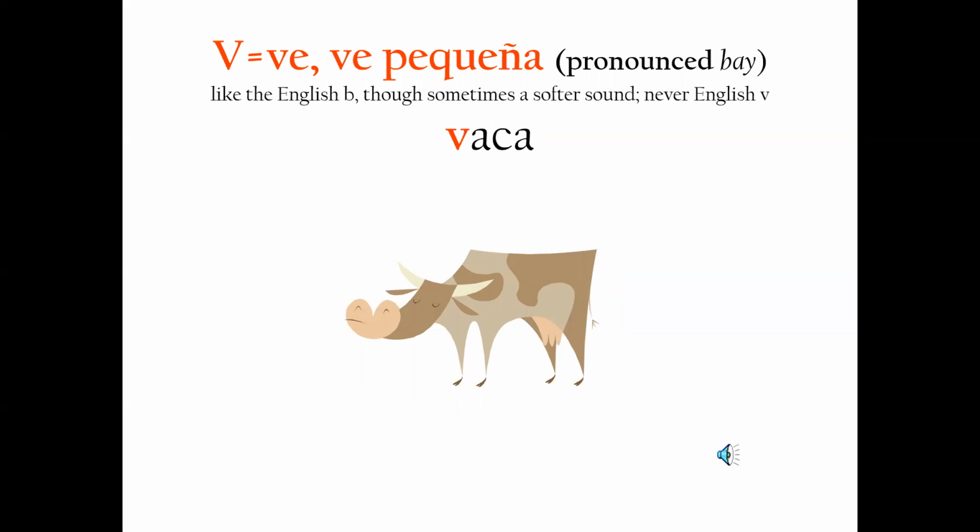This has the same sound when you say it as the letter B at the beginning. So this word here is pronounced vaca. There's never a vroom sound, va, in Spanish. It's always a ba.